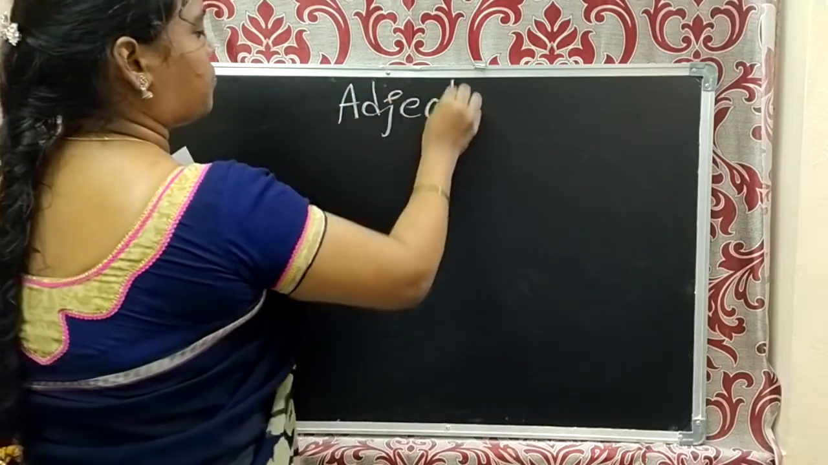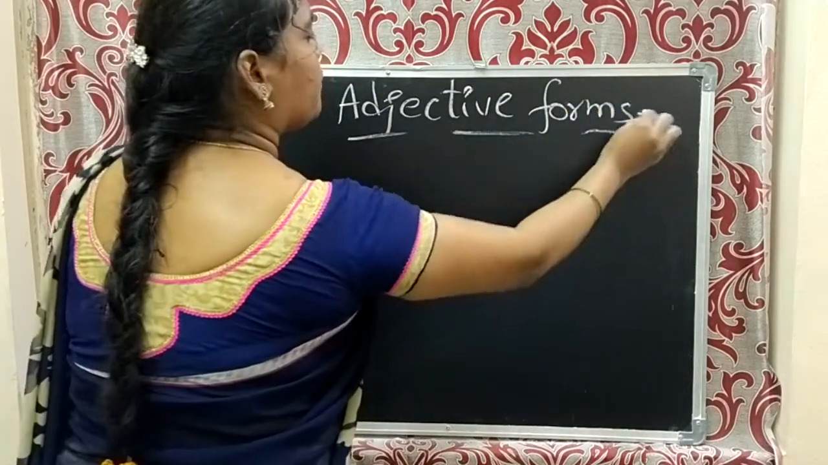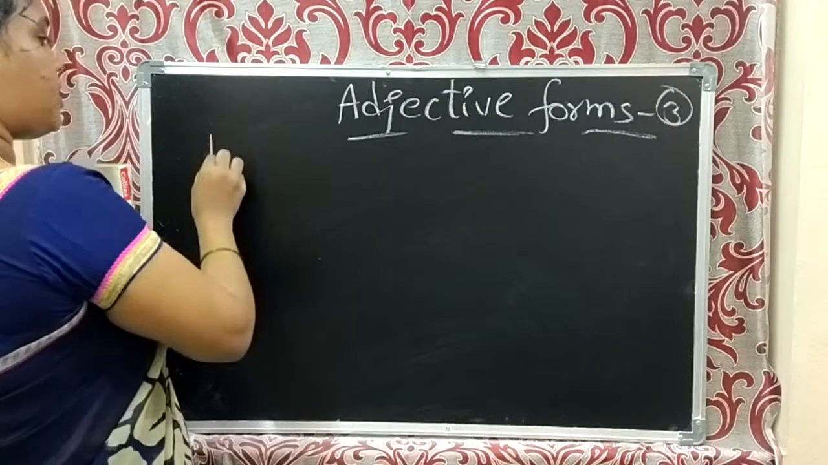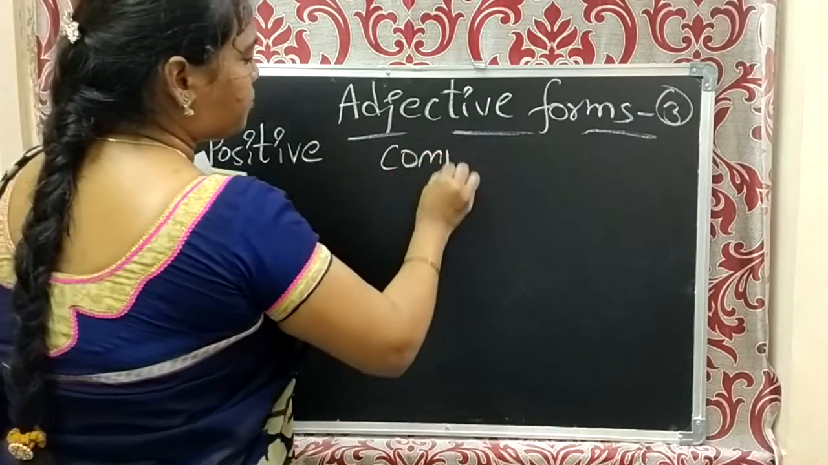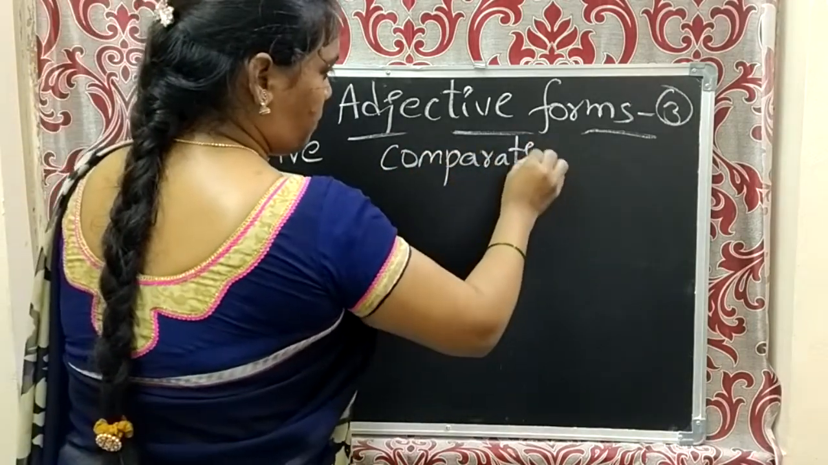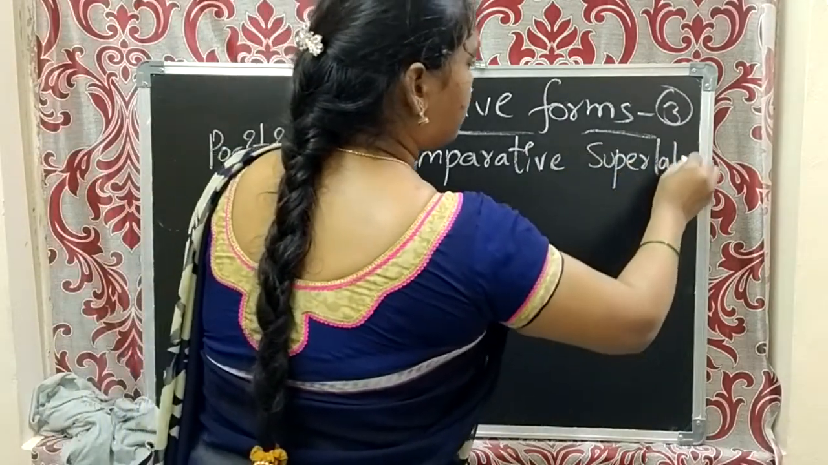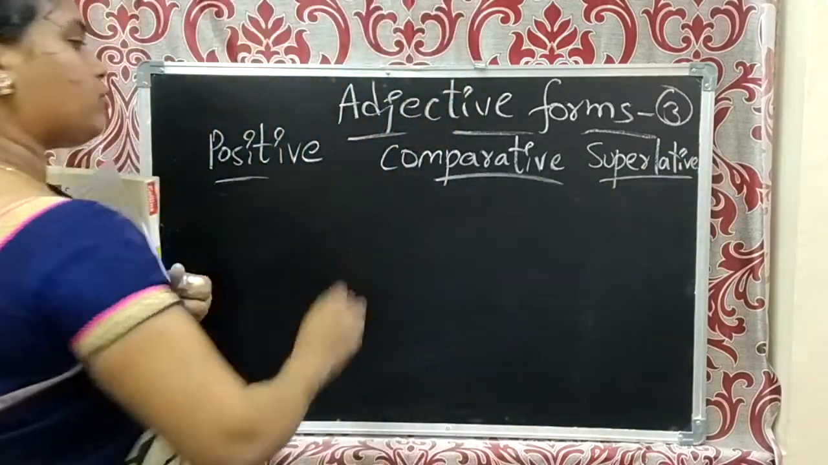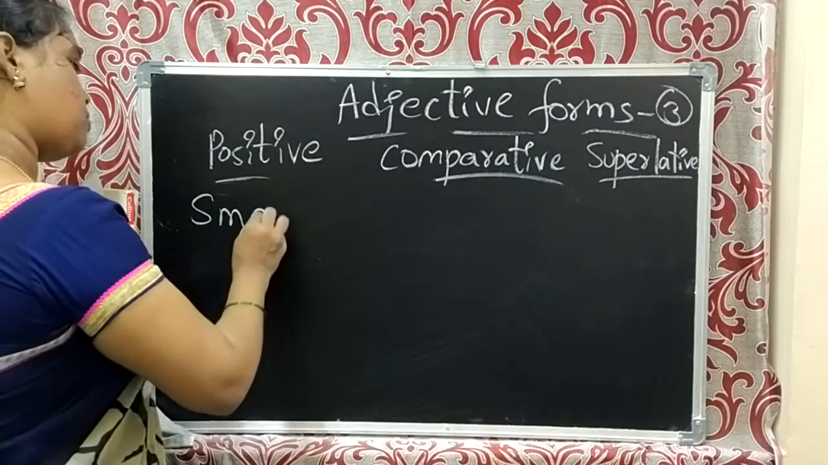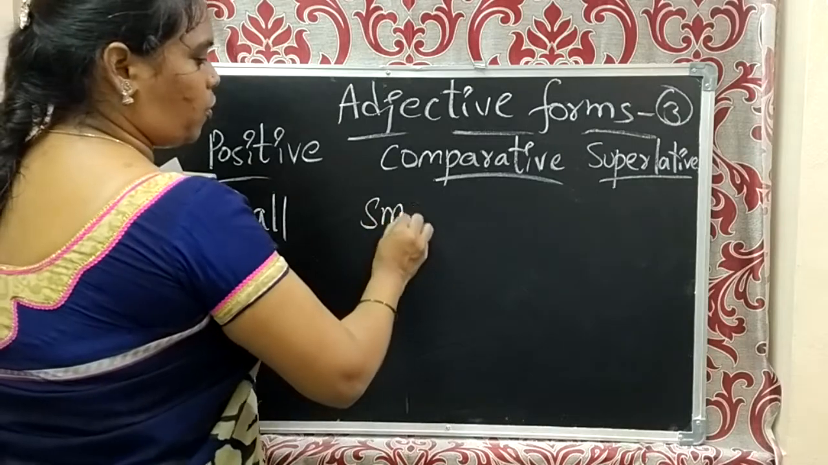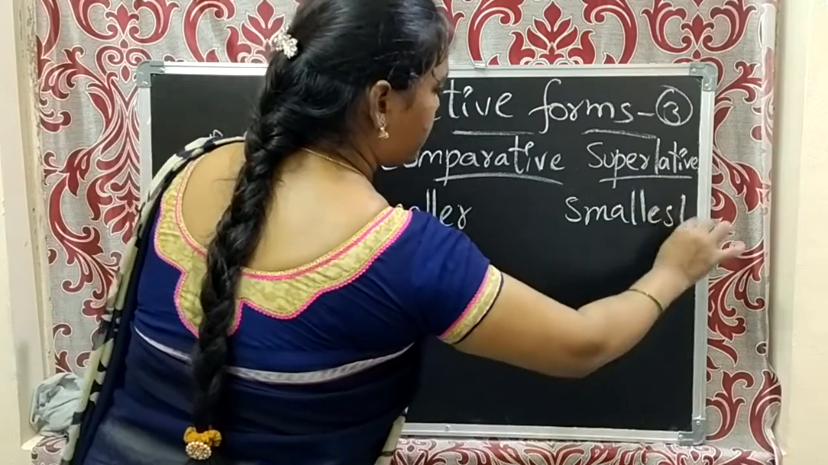So adjective, how many forms? Three are there. What are those? Yes, they have names. Positive, that is the basic form, and comparative, that is two things. Between two things we are doing this comparison, and superlative, more than two. Tell me one example of an adjective. Yes, small. Comparative means smaller. Superlative, smallest.